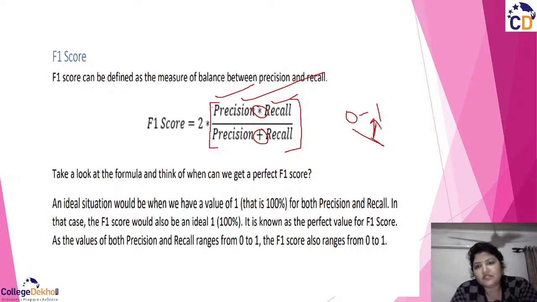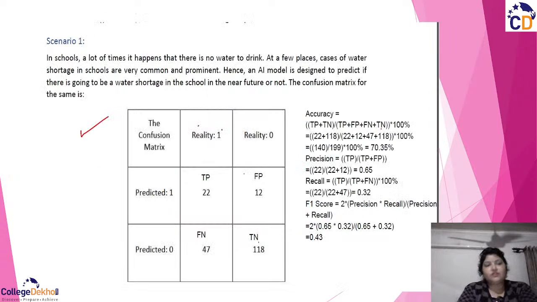Now let's take some examples and solve them, to see how we calculate using different metrics. The first case scenario is about schools. According to the case scenario we have the four conditions: false positive, true positive, false negative, and true negative. In schools a lot of times it happens that there is no water to drink. At a few places, cases of water shortage in schools are very common and prominent. Hence an AI model is designed to predict if there is going to be a water shortage in the school in the near future or not.